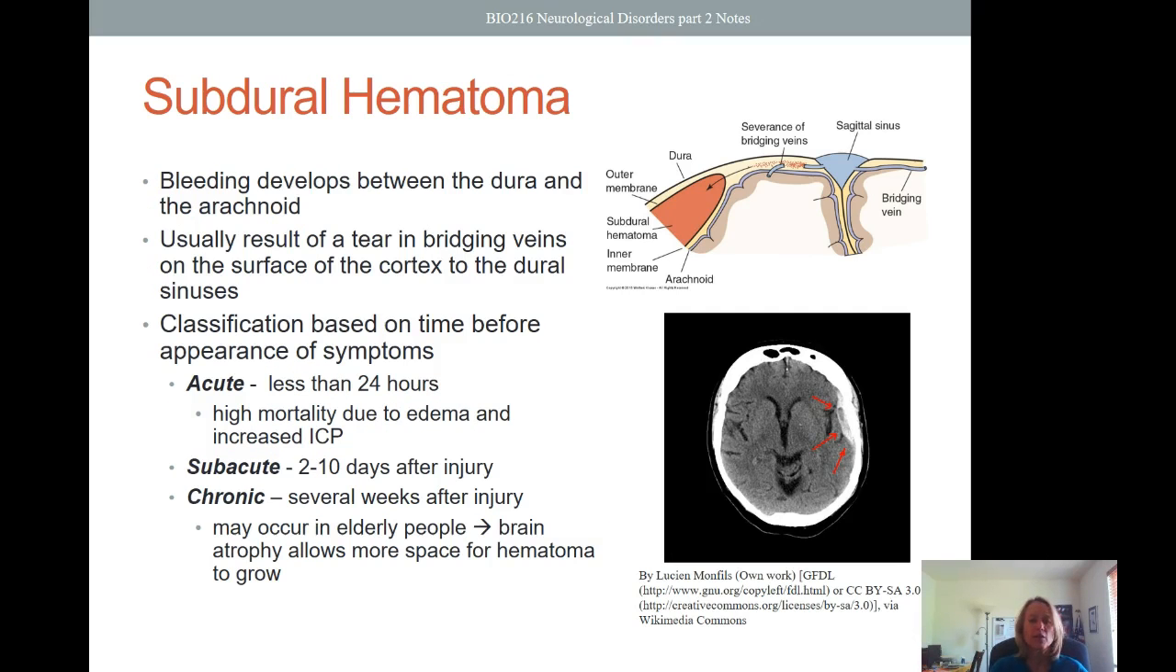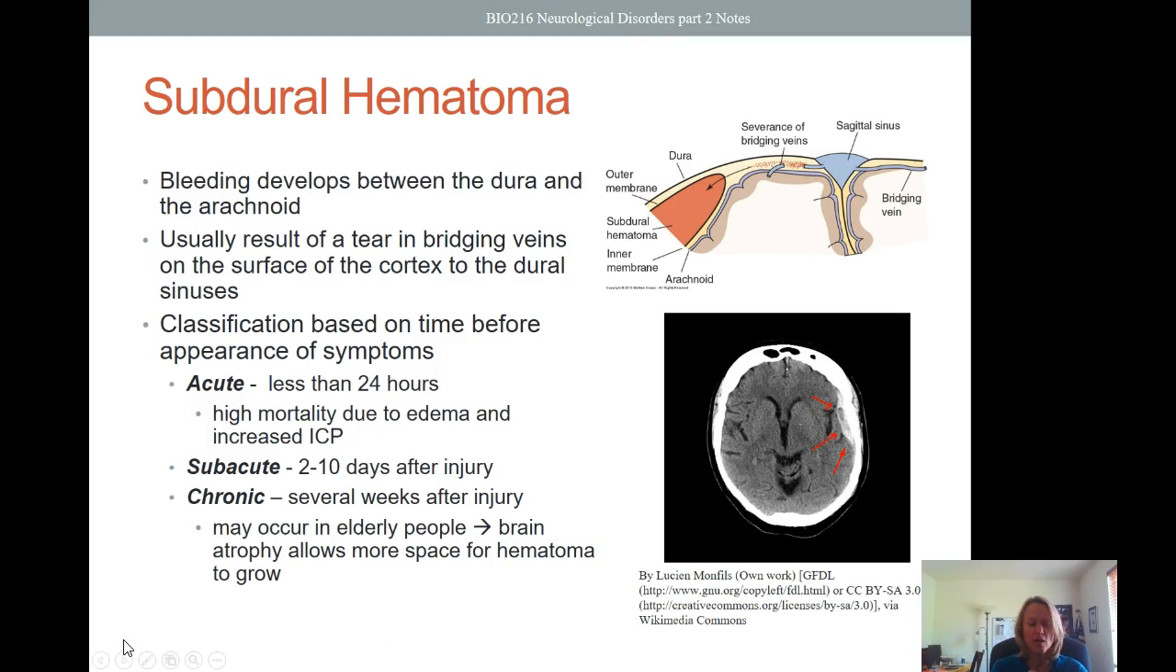A subdural hematoma, we have bleeding between the dura and the arachnoid. And this is usually the result of tearing of bridging veins on the surface of the cortex of the brain to the dural sinuses. It is classified based on the time before the appearance of symptoms. Acute occurs less than 24 hours. This one has a really high mortality due to edema and an increase in intracranial pressure. Subacute occurs about 2 to 10 days after injury, and chronic occurs several weeks after injury.